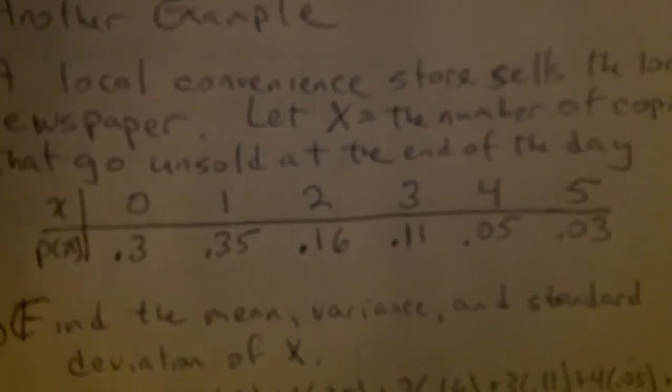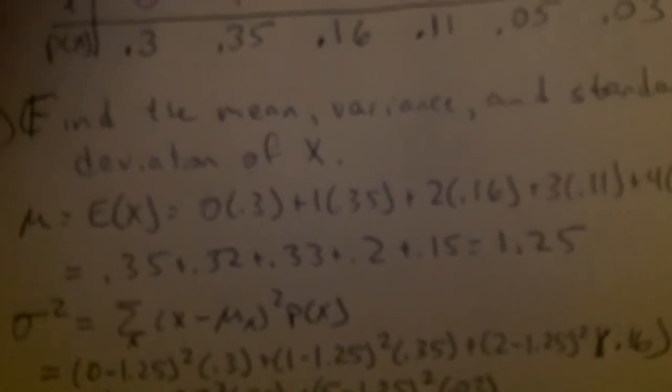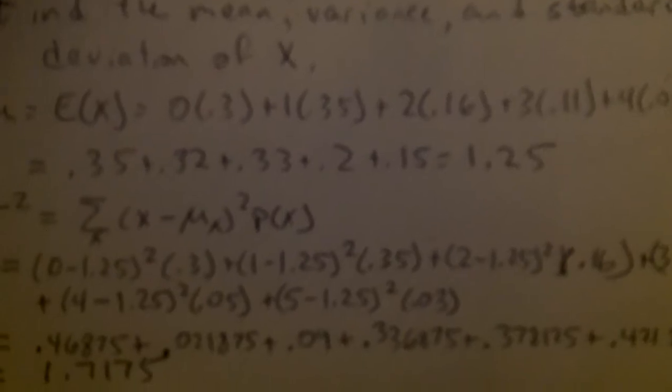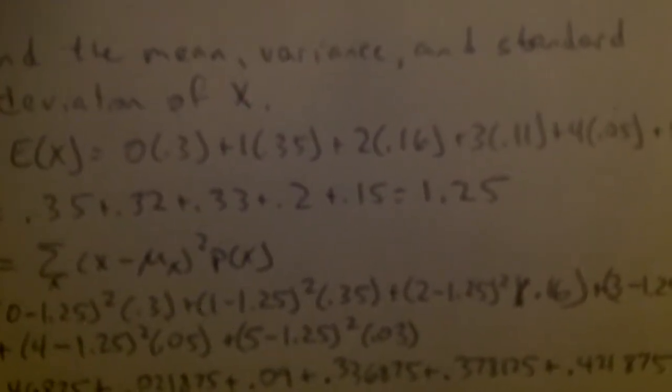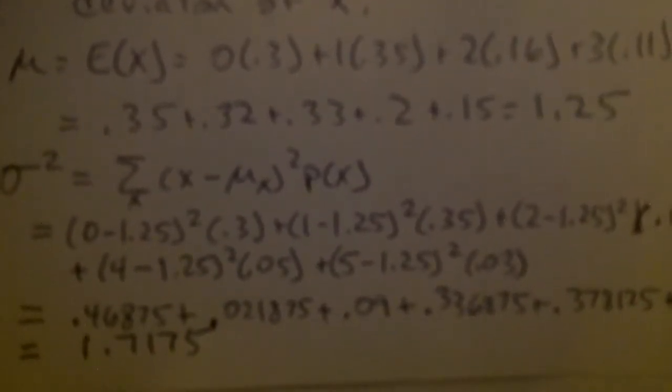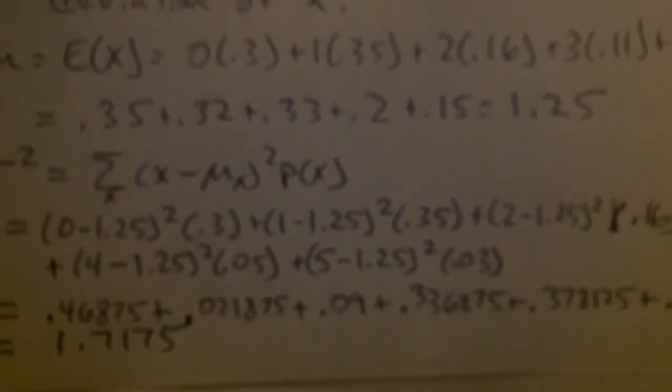of the day. We've got our values of X, anywhere between 0 and 5 copies, and their corresponding probabilities. First, we're looking to find the mean, the variance, and the standard deviation. We've gone through these formulas again. In this case, the value of the mean is 1.25.